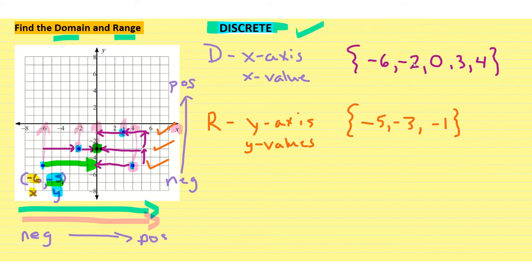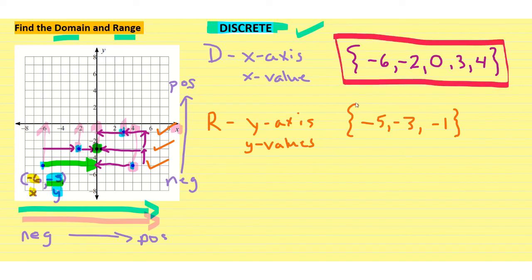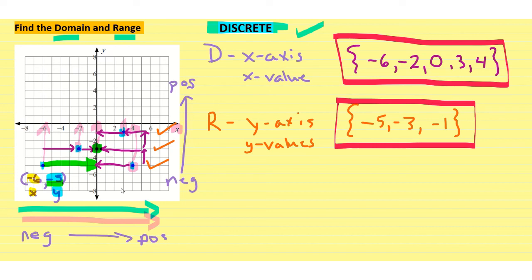So this is the final answer for our domain values, which are the x values represented by the points, and these are my range values, which represent the y values of my distinct points. The distinct points are known as the discrete relation.